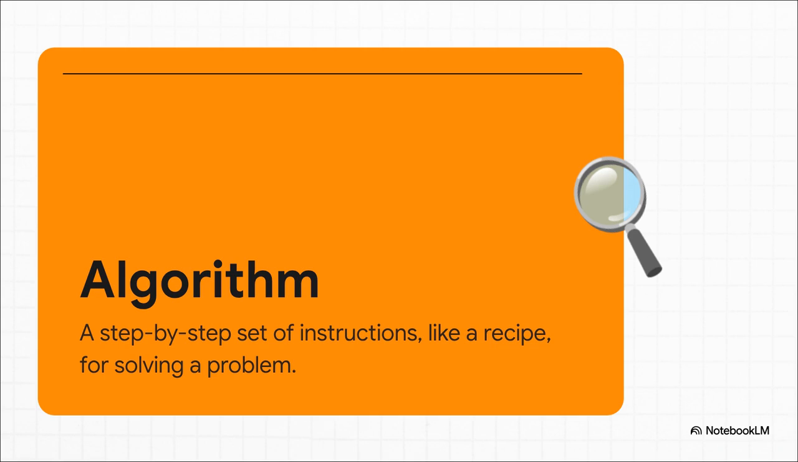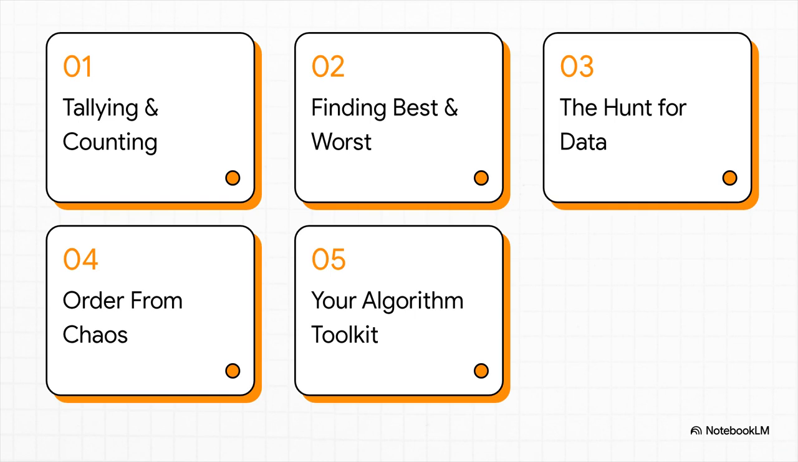At its heart, an algorithm is just a recipe. That's it. It's a simple, step-by-step set of instructions that tells the computer exactly what to do to solve one specific problem. All right, so here's our game plan for this explainer.